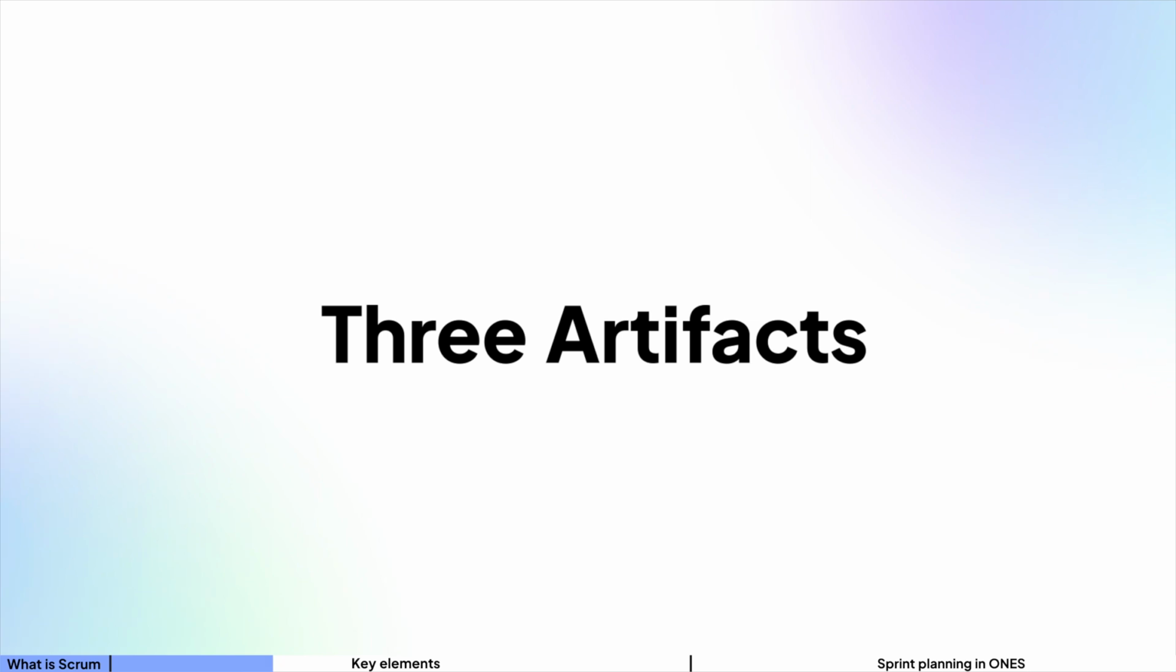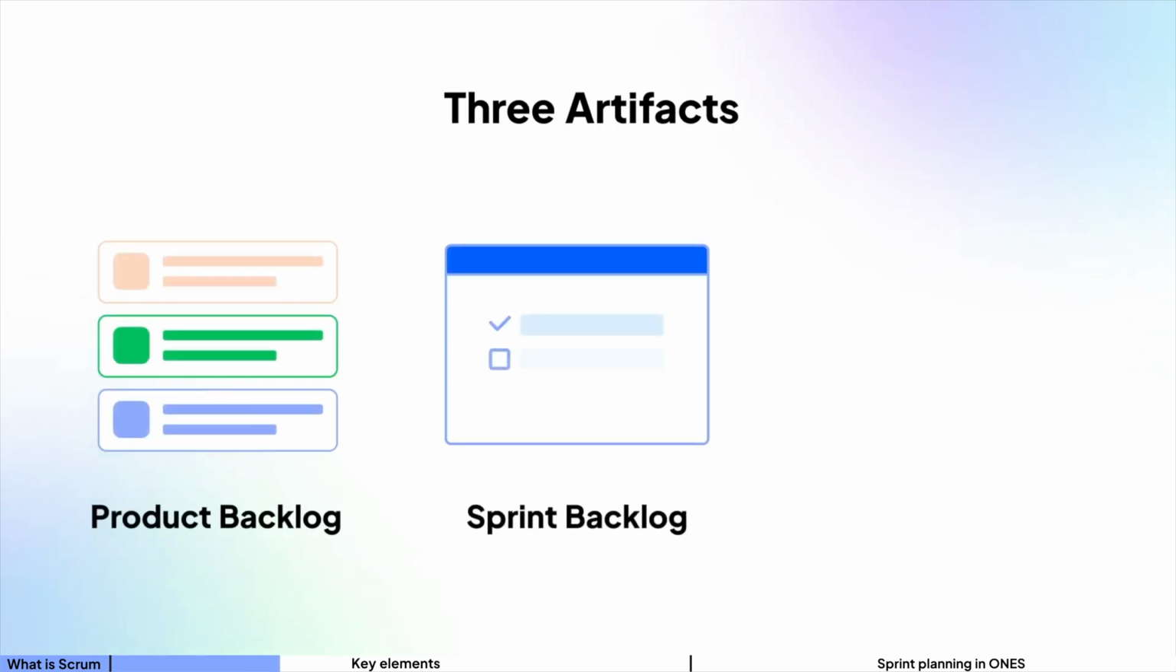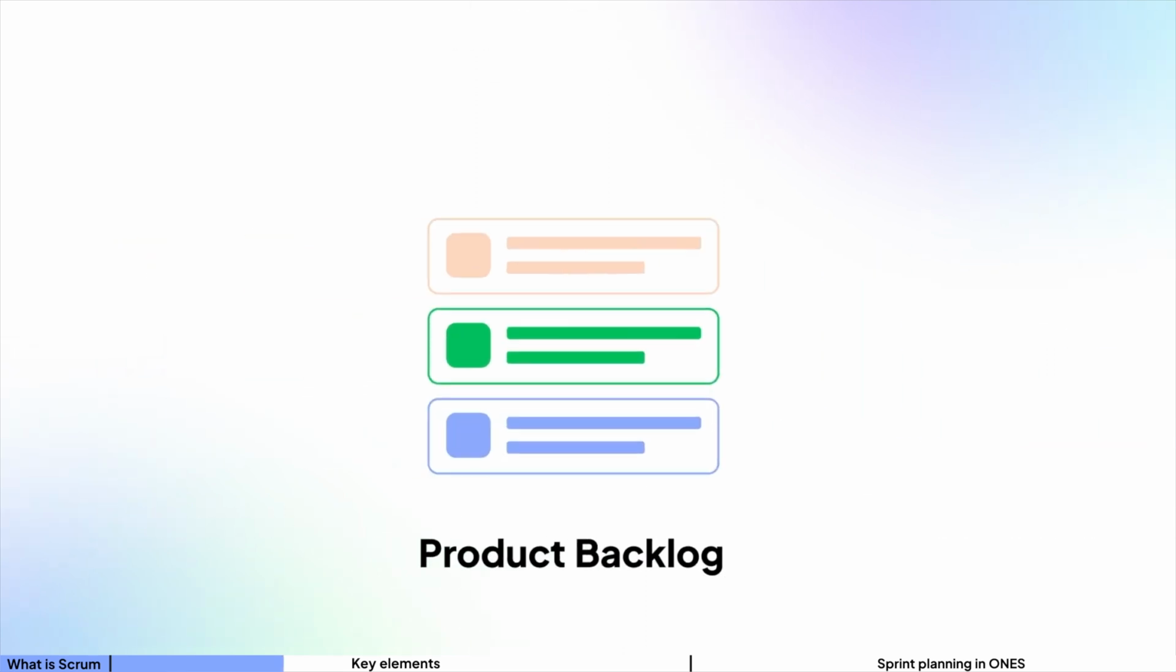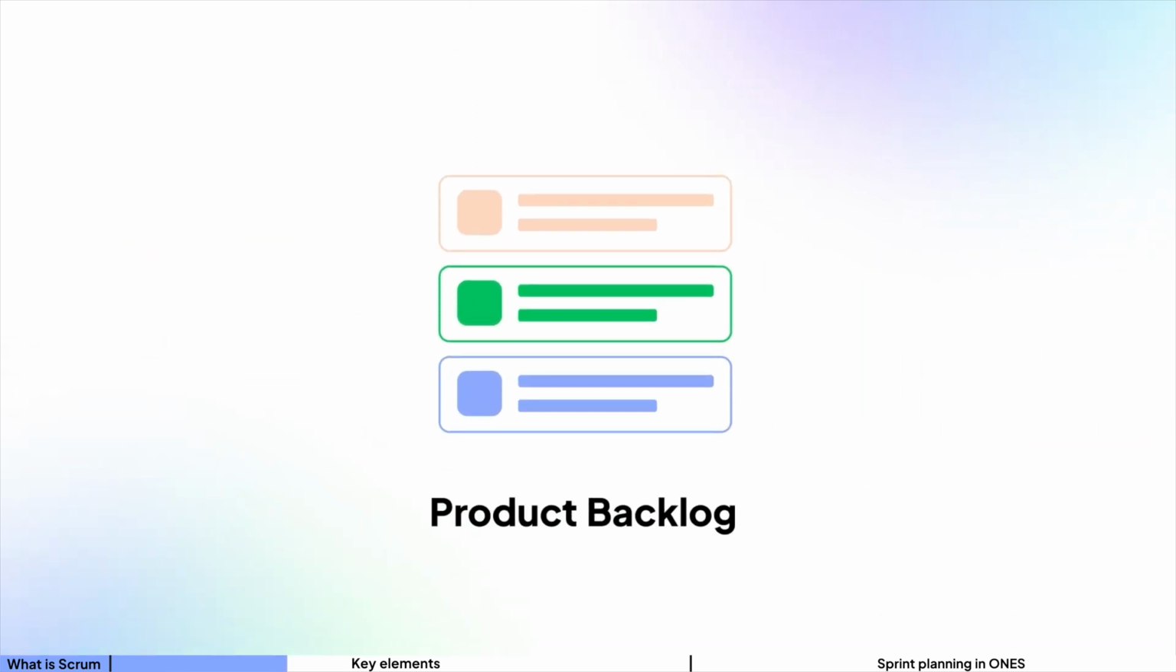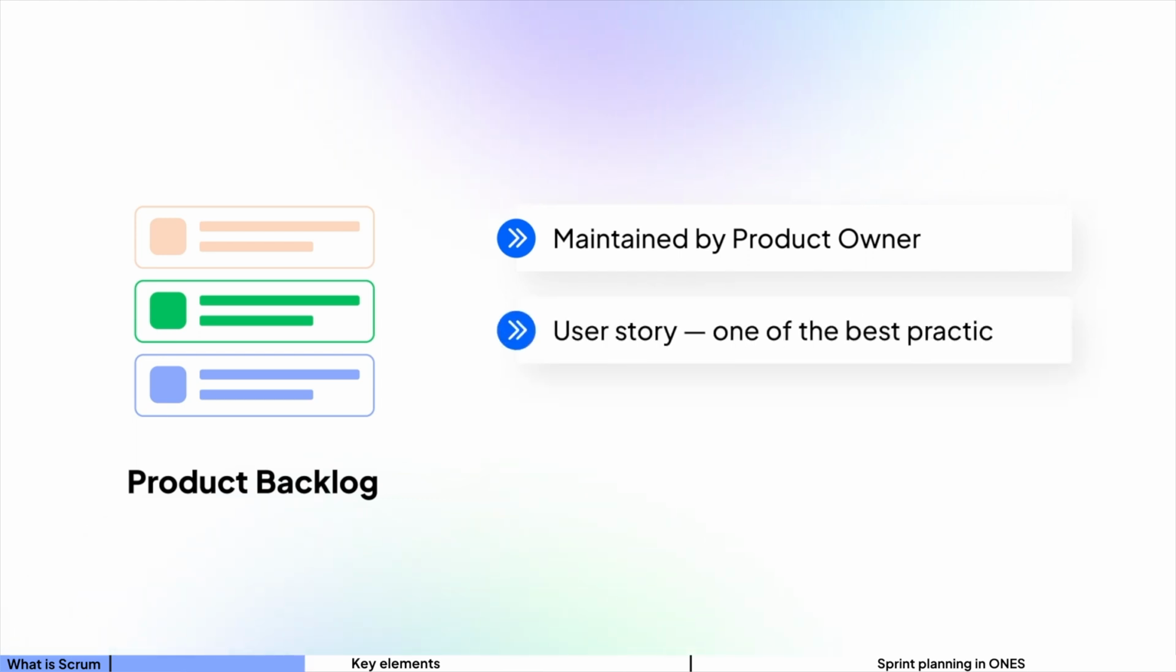3 artifacts: product backlog, sprint backlog, and increment. Product backlog is a list of what is needed to improve the product. It's maintained by product owner, who's responsible for adding, deleting, and prioritizing items. User story is one of the best practices. Each requirement should specify its values.